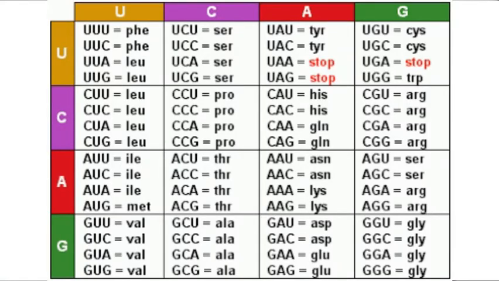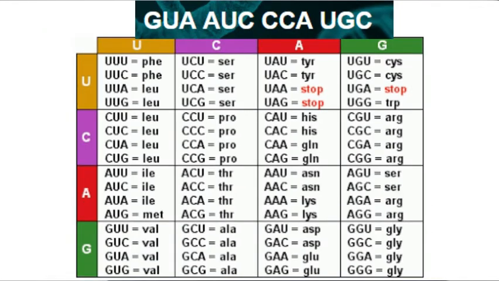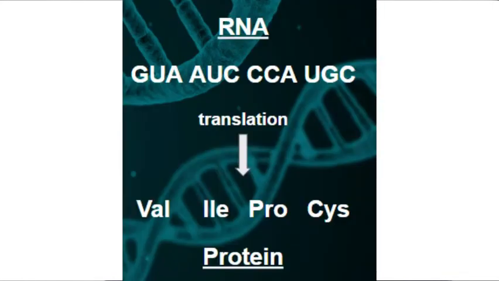Then we just keep using this chart in the exact same way and we can find out what the other 3 amino acids are. I would say pause the video right now to try it for yourself. See if you can get the other 3 amino acids from our RNA sequence. I will let you try that now. All right, did you get valine, isoleucine, ILE, proline, PRO, and cysteine, CYS? If you did, then that's great. You now know how translation works.